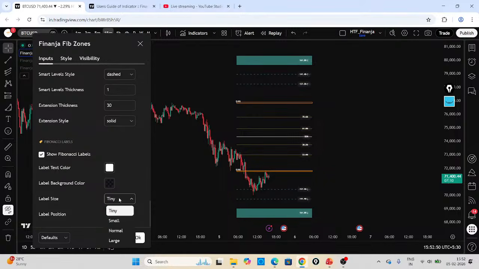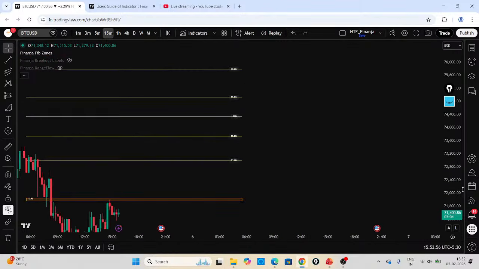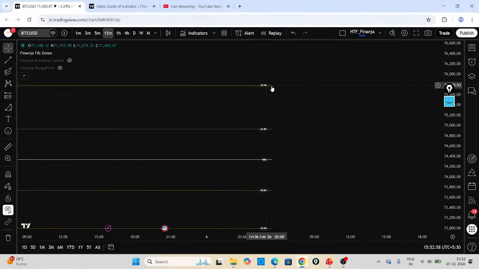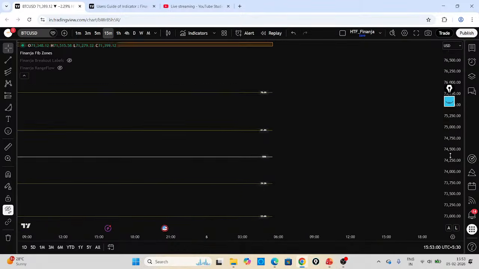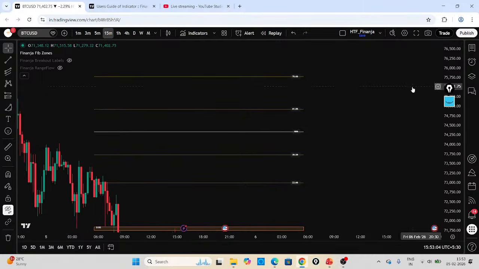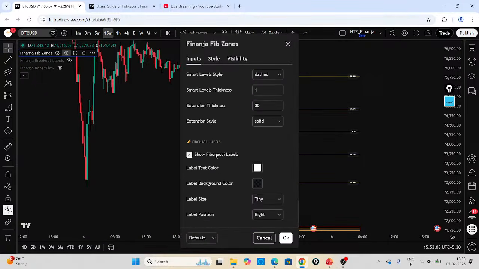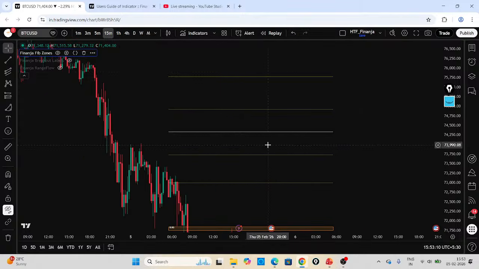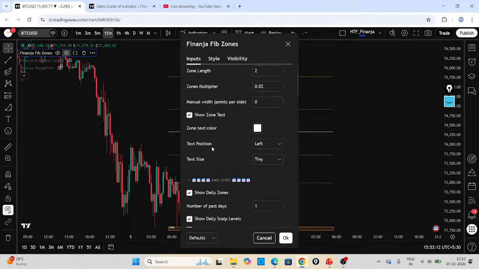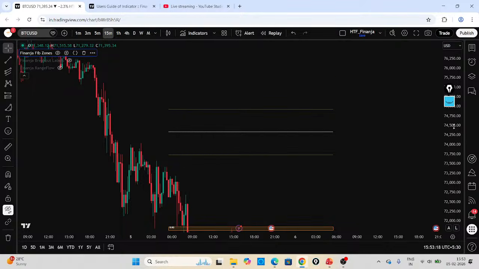Maybe for weekly or monthly you can go for a small one. Okay, so you can see it here. If you're a beginner, you can switch on this one. It will help you to take some decisions. Else, most of the time I'll be switching this one off, because I'll know what levels are important for me. Okay, and also by default I'll be keeping only these important zones.